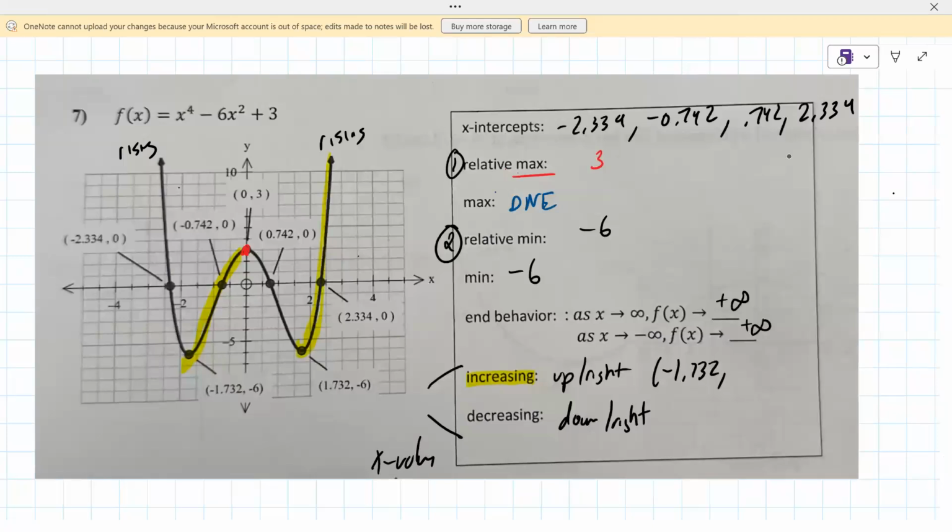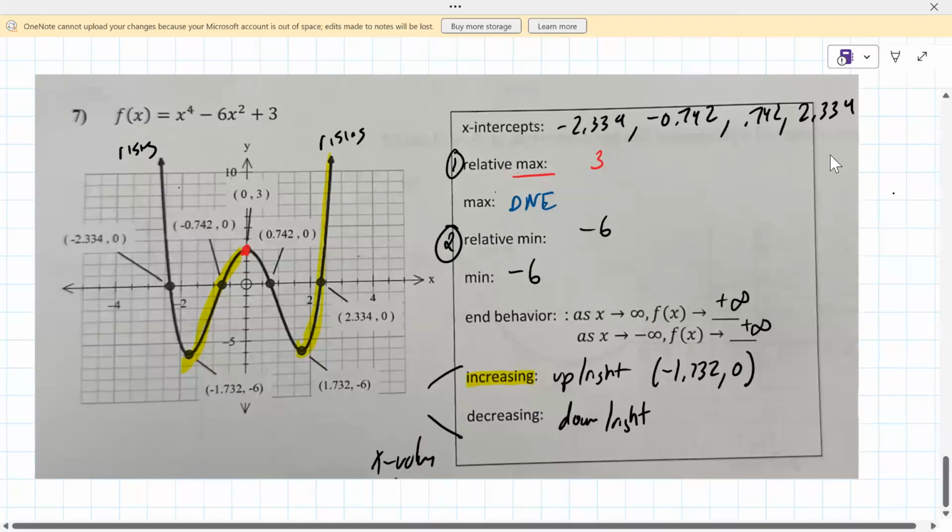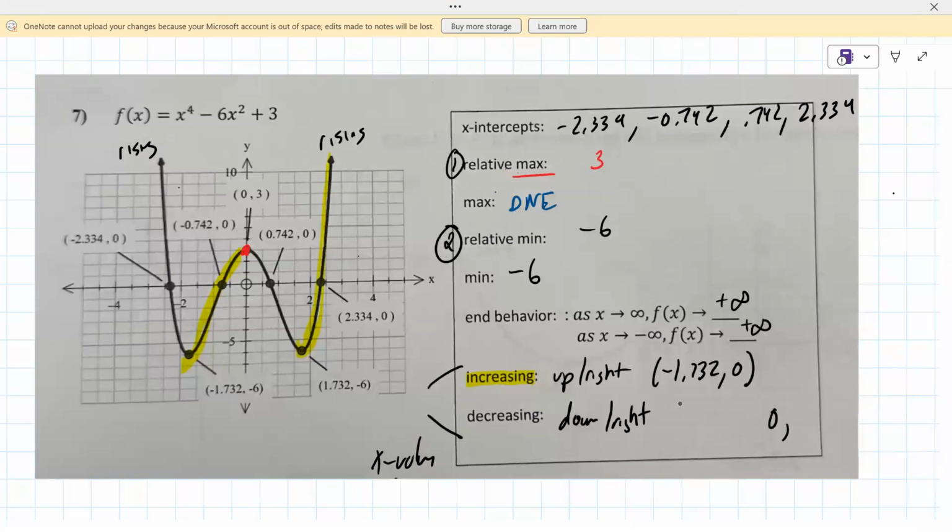So it would be -1.732, comma 0. Okay. And then decreasing, but 0... Yeah, so I would get both increasing. Oh, okay. And you're right, there is a decrease from 0 to 1.732. That's for sure. But there's 2 intervals where it's increasing. And then the other increase is 1.732 to infinity. Good.